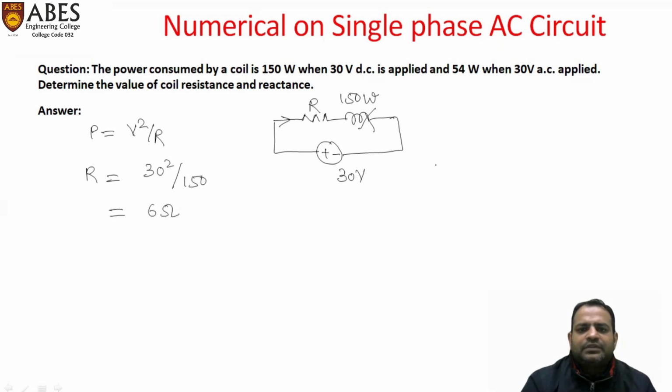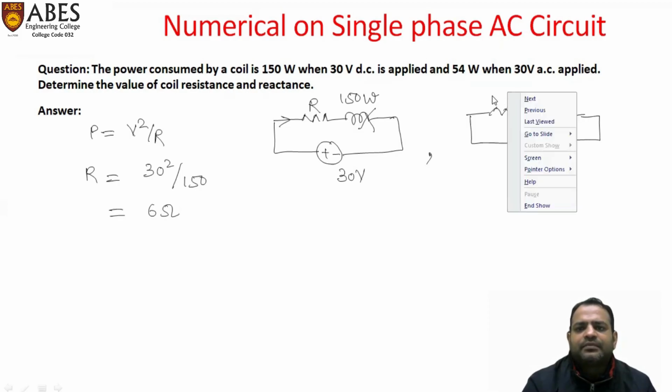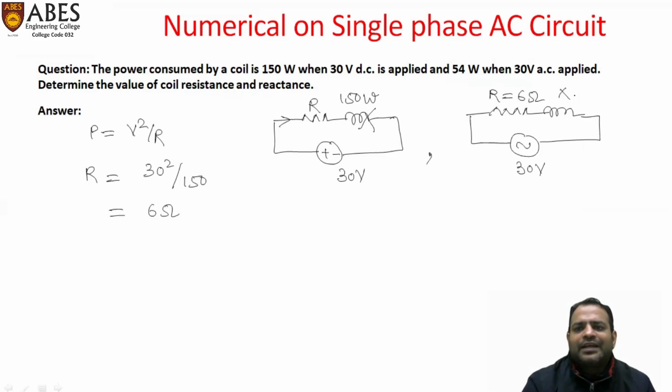Now, when the circuit is operating with AC voltage, which is again 30 volt, we calculate X. R is the same, 6 ohm, and we will find X. Again, this is 30 volt and the power is given. The power taken by this circuit is 54 watt.